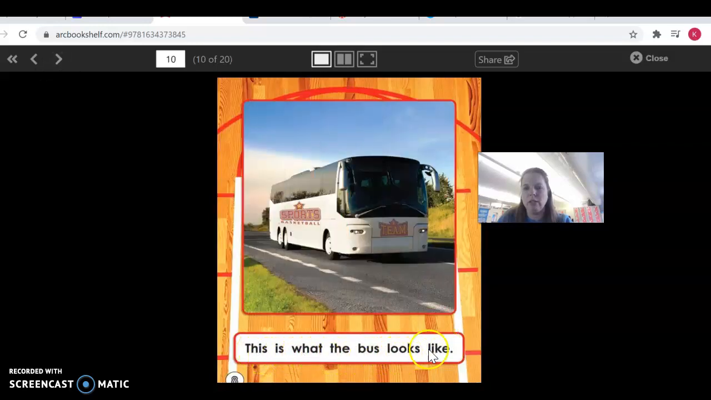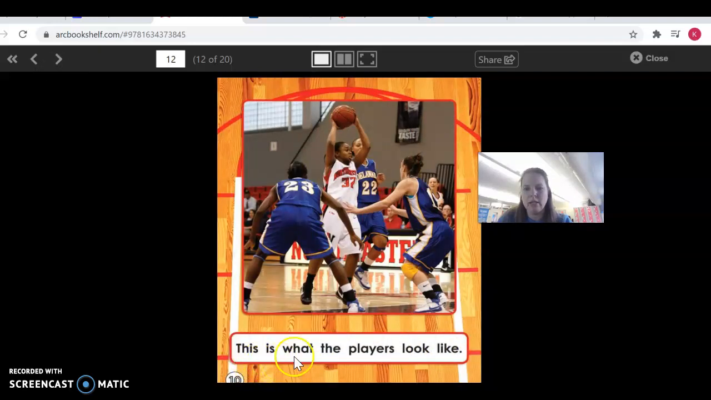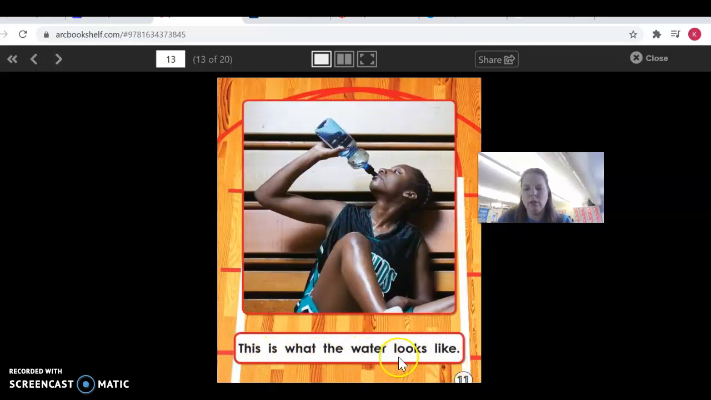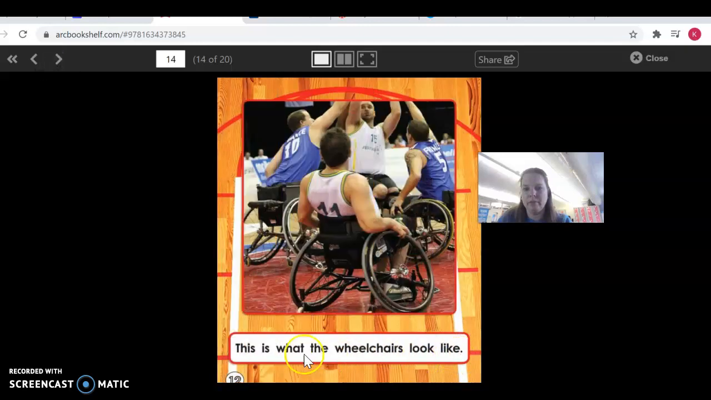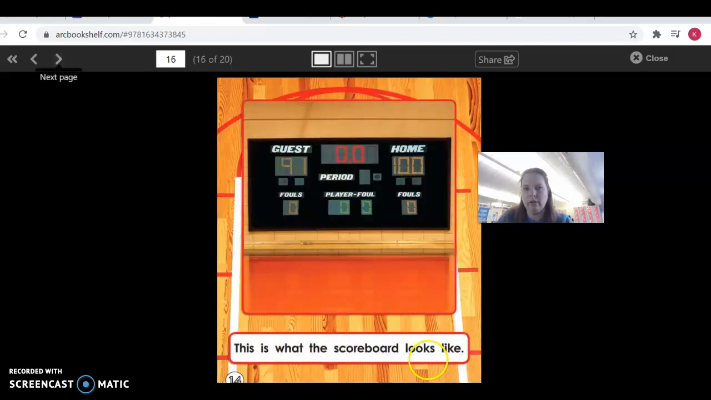This is what the bus looks like. This is what the court looks like. This is what the players look like. This is what the water looks like. This is what the wheelchairs look like. This is what the whistle looks like.